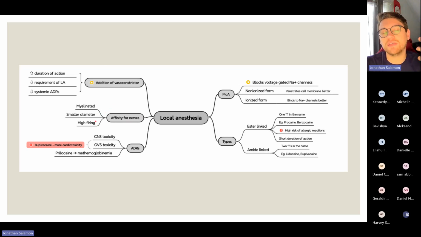High firing, that just has to do with refractory periods. This should also make sense. Basically, smaller nerves that need to do their thing a lot, frequency-wise, are more affected by local anesthesia.